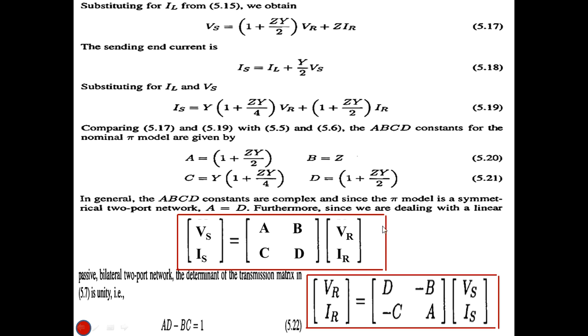So given this relation, we can obtain the expressions of VR and IR in terms of Vs and Is by simply inverting this matrix. Here, the particularity of this matrix is that its determinant is equal to 1. So the inverse of this matrix is D, minus B, minus C, A. So we have here two equations that will allow us to calculate Vs and Is given VR and IR, or VR and IR given the voltage and current in the source side. So in the next part, we will solve the problem for the medium line.